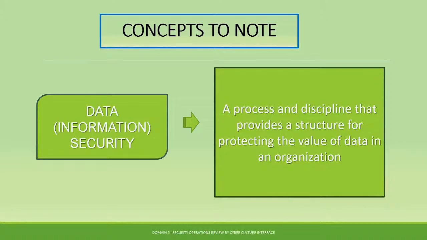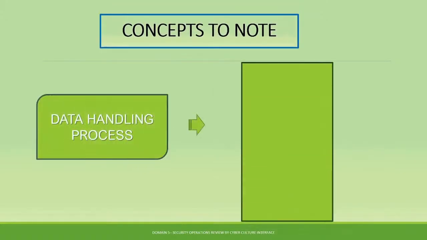Now, the first concept I'm referring to here will be data security, or information security. Information security as a concept is basically talking about a process and discipline that provides a structure for protecting the value of data in an organization. So it's a process. Data security is not a one step, it's not a singular approach. It's a process and a discipline, and the essence of this discipline or this process is protecting the value of data within the organization.